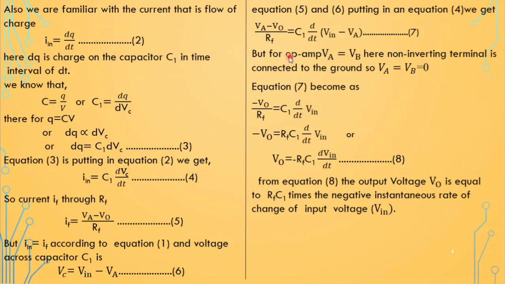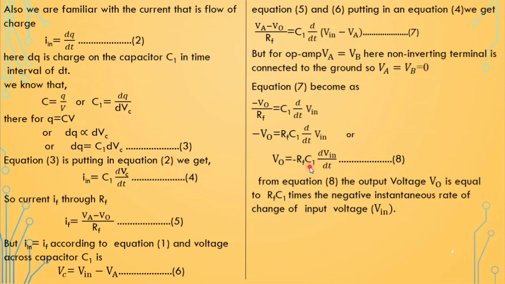So equation 7 becomes, with VA as 0, minus Vout divided by RF is equal to C1 d by dt of Vin. RF is multiplied on this side, so minus Vout is equal to RF C1 d Vin divided by dt, or putting the minus sign on this side, Vout is equal to minus RF C1 dVin divided by dt. This is equation 8. So this is our final equation.